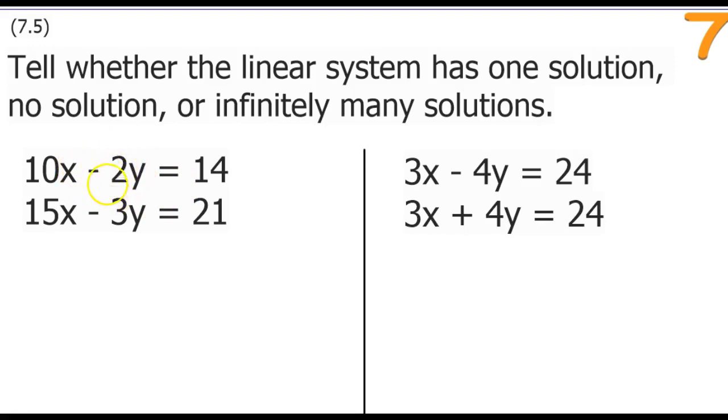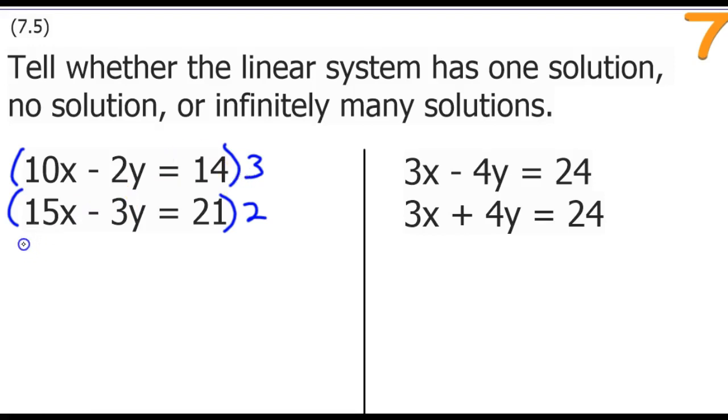Now, I know that my lowest common multiple between 10 and 15 is going to be really hard to find. That'd be a big number. But I know I can find one between 2 and 3. That's going to be 6. So what I'm going to do is try to get to 6 and eliminate my y's. So how do I get from negative 2 to 6? Well, I'm going to multiply by 3. From negative 3 to 6, I'm going to multiply by 2.